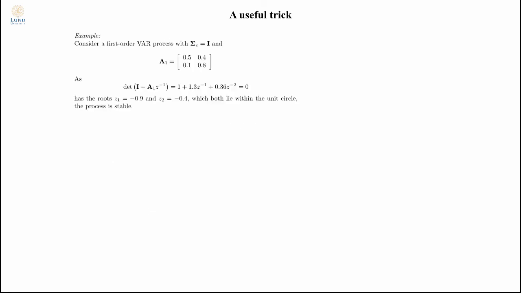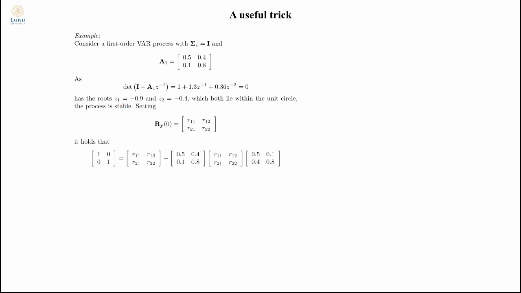Here's an example of that. Say that I have a first order vector AR process with an identity matrix as the covariance matrix of the driving noise. So this is a doubly white process. This is my A coefficient. The first thing I do is check if the determinant has its roots inside the unit circle. As you can see, the roots in Z, not in Z minus 1 again, they are inside the unit circle, therefore the process is stable. If I denote the covariance matrix at lag 0 this way, I can set up the equation like this. This is just the equation I had on the previous page. Then I can multiply these together, and identify what the R11 coefficient and R12 coefficient are by solving the set of linear equations that will result.